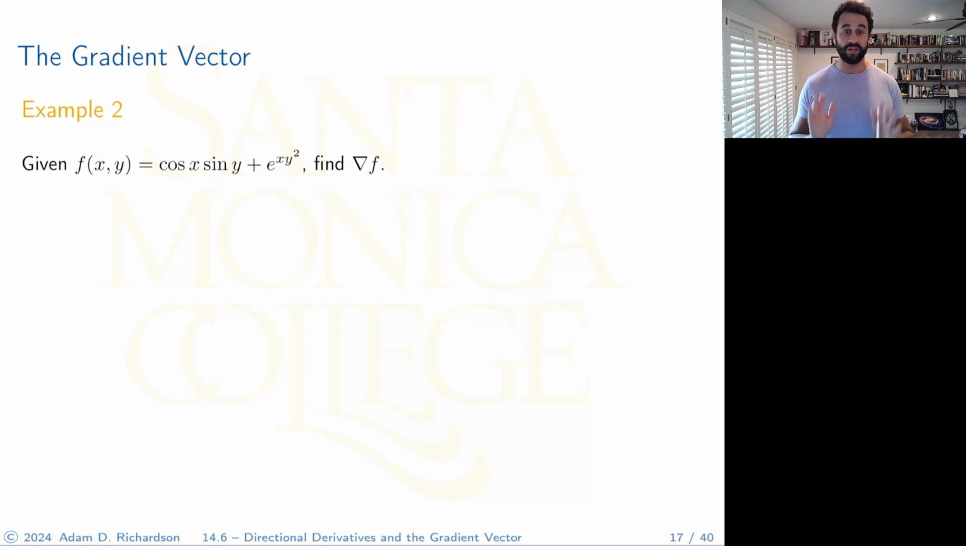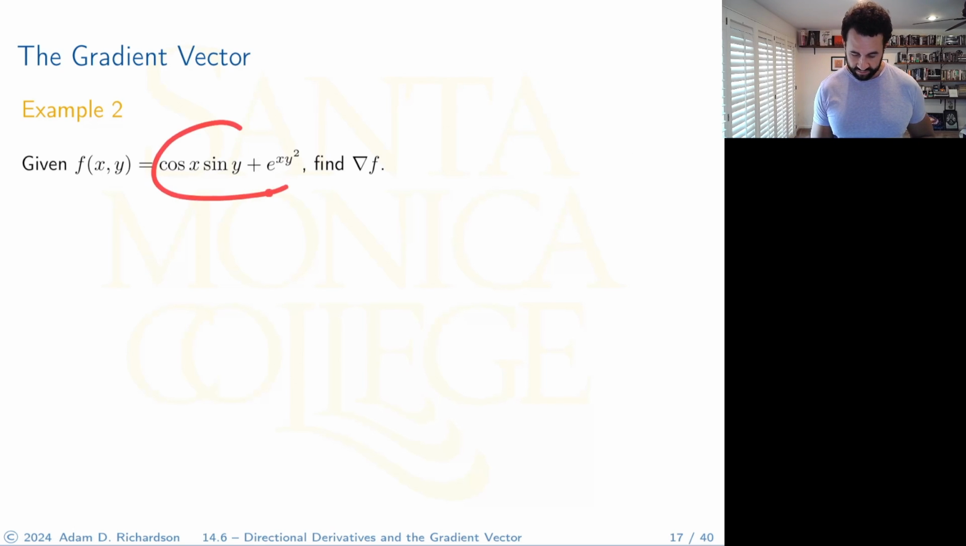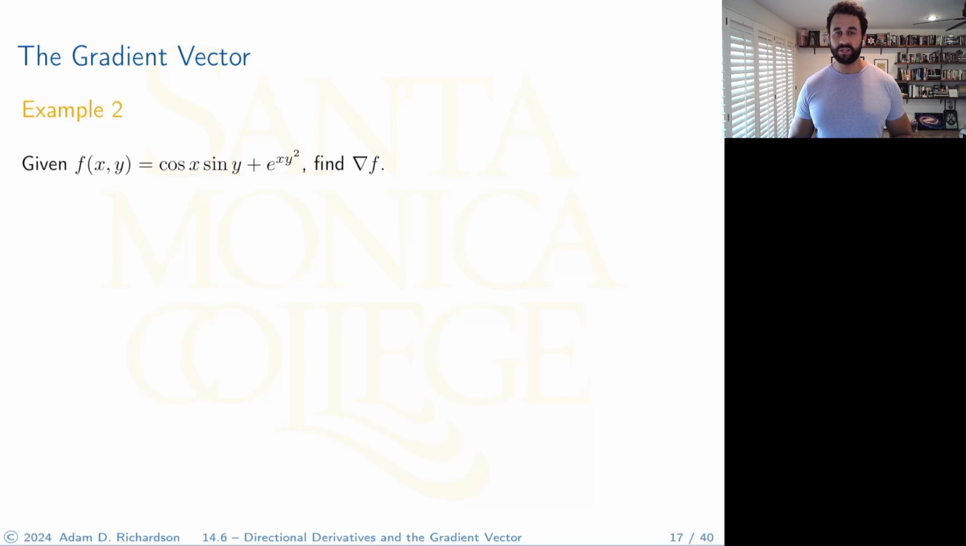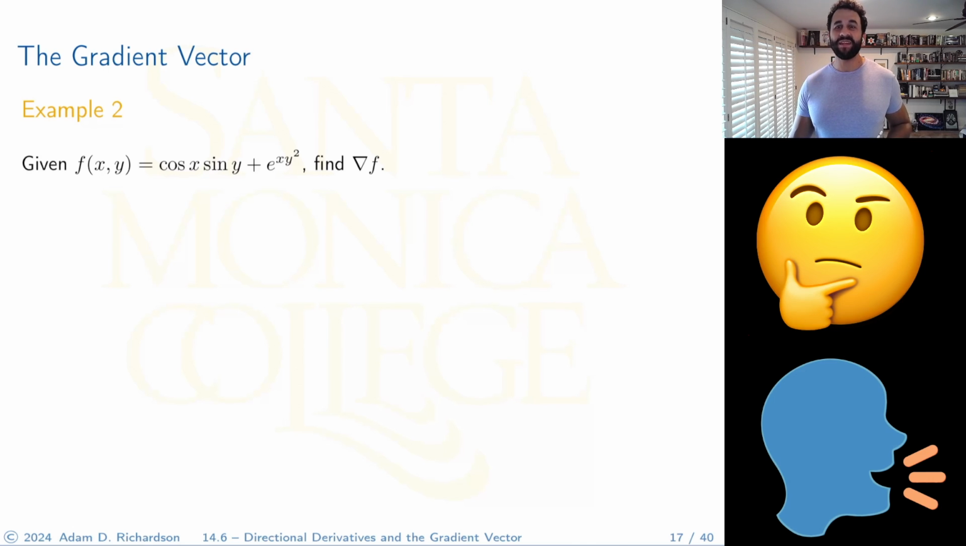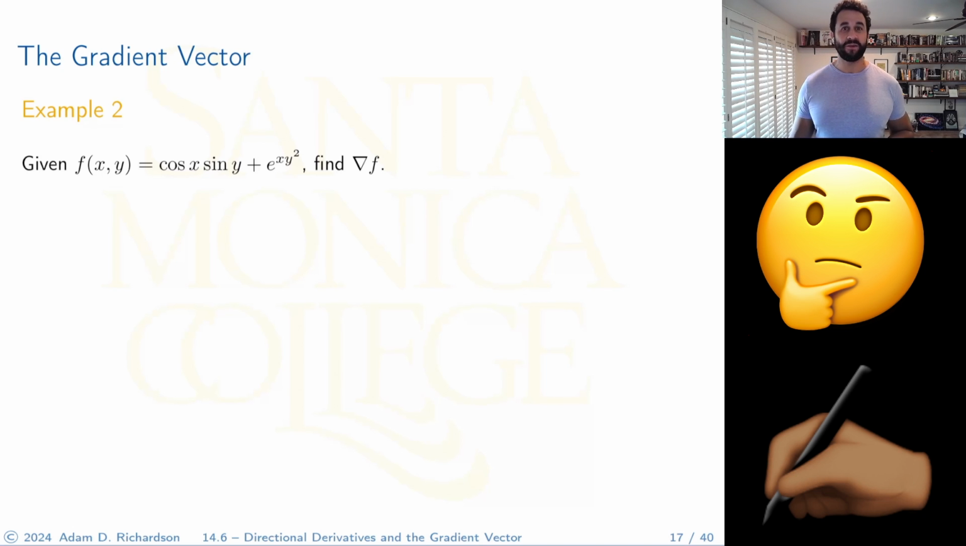Okay, so this is one you're going to try on your own again. Given this function, this mess right here, I want you to try to find the gradient of f. Think about what you would do first. You may not have to think for very long. Say something out loud to yourself that's going to help you remember what the gradient is. All right, now compute it. Compute the gradient of this function, and we'll do it together in a moment.